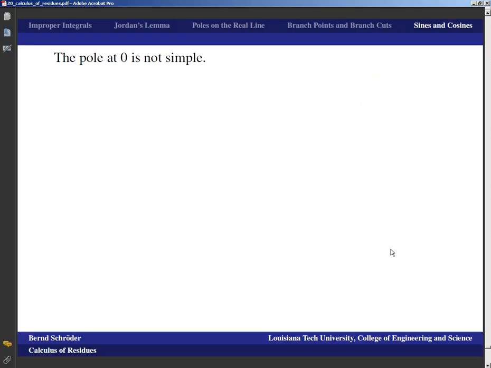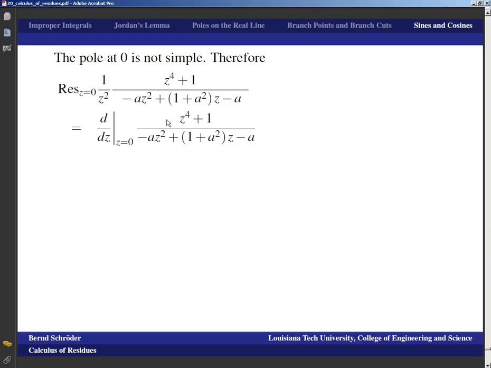Well, the pole at 0 is not simple. So here, in order to find the residue, we actually have to use that other theorem that we had. If the singularity is factored out, if it's 1 over z squared times something that is analytic at 0, then the residue will be the derivative of this thing that is analytic at 0 divided by 1 factorial for a pole of order 2, which is what this is.